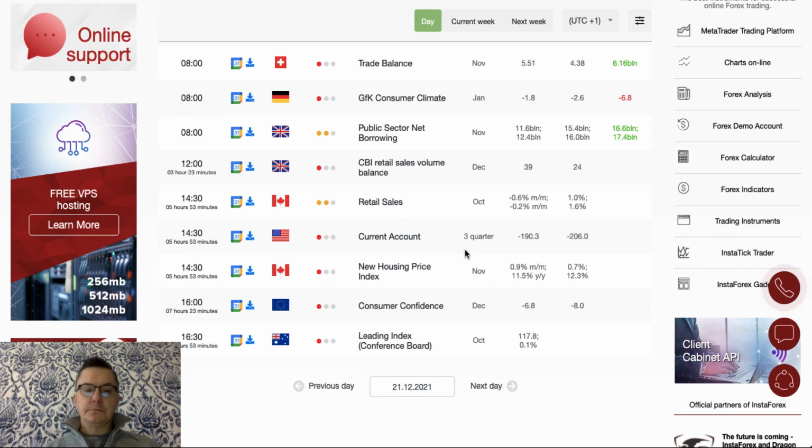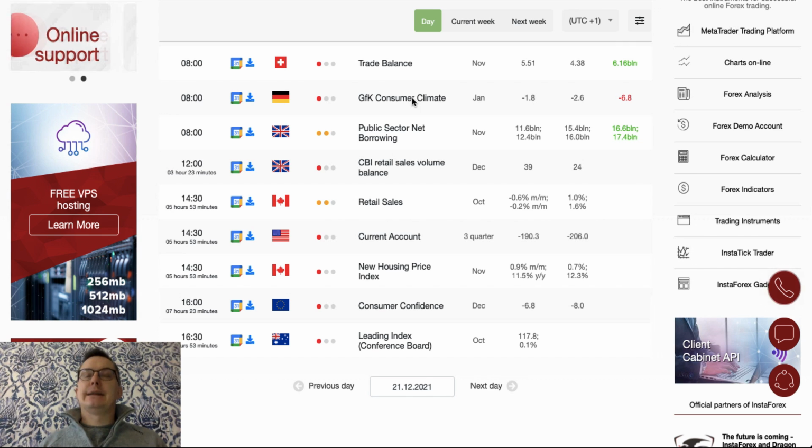During the New York session, we got retail sales data from Canada scheduled for 2:30. Current account from the US, scheduled for 2:30, and the new housing price index. At 4 o'clock p.m. there is consumer confidence data from the Eurozone scheduled for release as well. So we will see if the consumer confidence will match the consumer climate in Germany. Kind of interesting data to see what is the current sentiment in the Eurozone and in the biggest economy in the Eurozone, which is of course Germany.